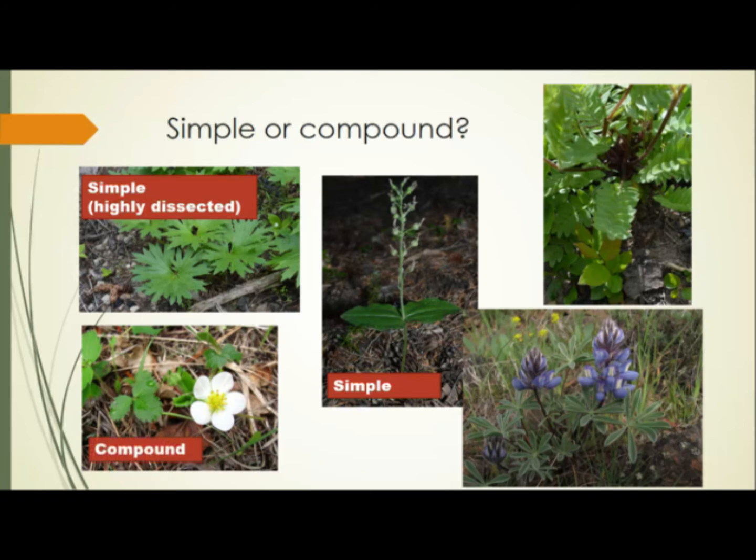This strawberry down here is compound. It has 3 leaflets, 1, 2, and 3. Here we have the Jacob's ladder, and that is clearly a pinnately compound leaf. The base is way down here at the ground level. And then finally, lupin is palmately compound. Pretty classic example of that there.